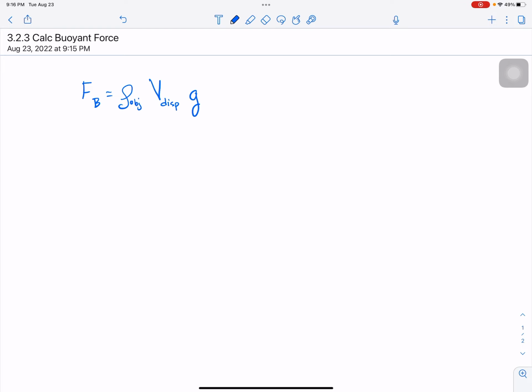So first thing we need to do is start with a free body diagram. So I know that I have the weight of the object due to the earth, and then I've got buoyant force going upwards. And I also have the force of the scale. Okay, so for the metal, this was pretty straightforward.